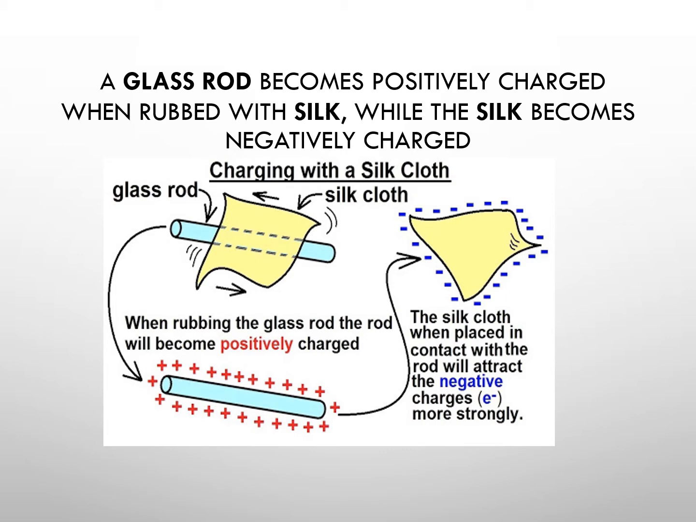Similarly, a glass rod becomes positively charged when rubbed with silk, while the silk becomes negatively charged. Due to friction of the glass rod with the silk cloth, the electrons are transferred from the glass rod to the silk. So, the silk cloth becomes negatively charged due to excess electrons on its surface, and the glass rod becomes positively charged because of the loss of electrons.